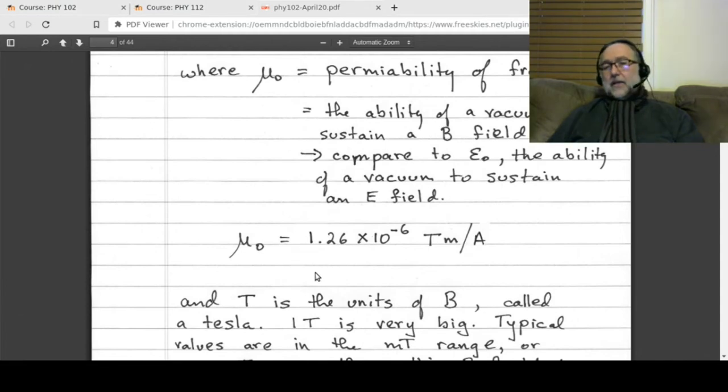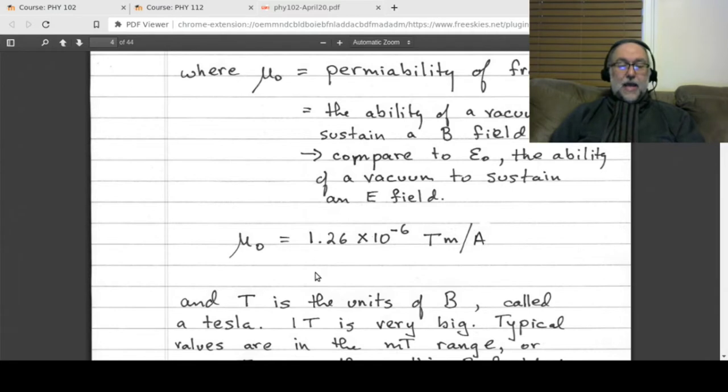Like all of these constants, no one remembers them on a test. I would obviously give them to you like I did on the last test. It's equal to 1.26 times 10 to the minus 6 Tesla meters per amp. There's a new unit there, the Tesla. When we do the Lorentz law, you'll see what a Tesla is a lot better than right now. But basically, a Tesla is a measure of a magnetic field. The MKS unit of magnetic field is a Tesla.